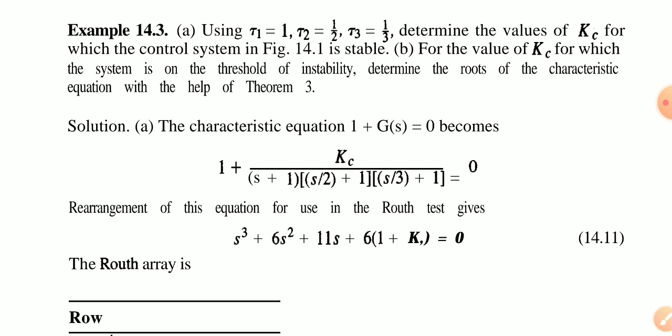Again, using tau 1 is equal to 1, tau 2 is equal to 1 half, tau 3 is equal to 1 by 3. Determine the value of Kc for which the control system in figure 14.1 is stable. B, for the values of Kc for which the system is on the threshold of instability, determine the roots of the characteristic equation with the help of this third theorem.